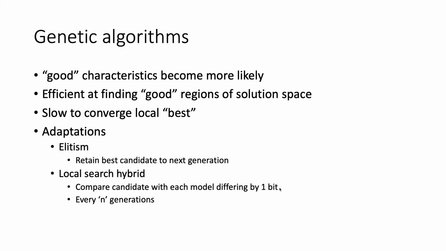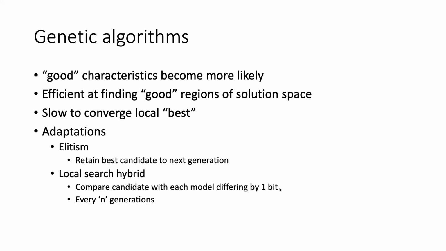There's a few adaptations that were implemented, and these include elitism. So this is retaining the best candidate to the next generation, because it is possible in an evolutionary algorithm to lose the fittest member of the population, and so these are artificially carried forward to the next generation.